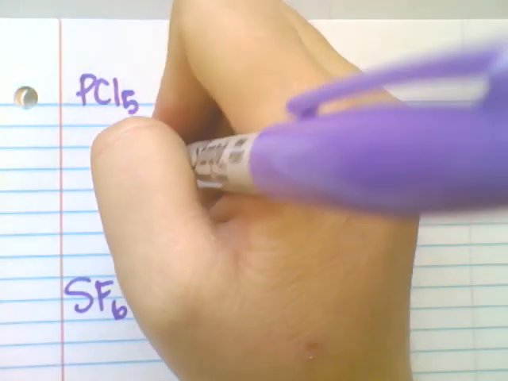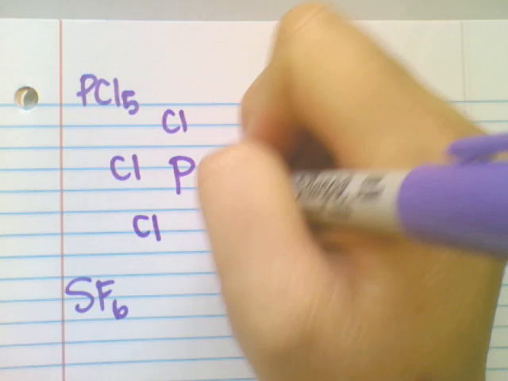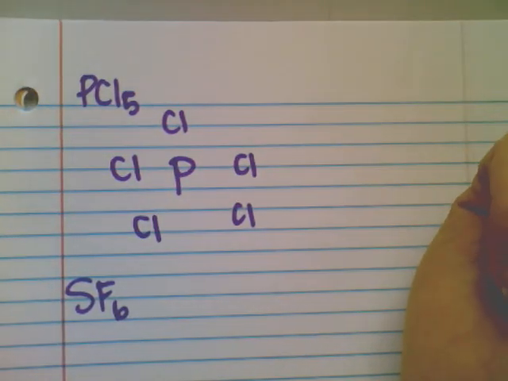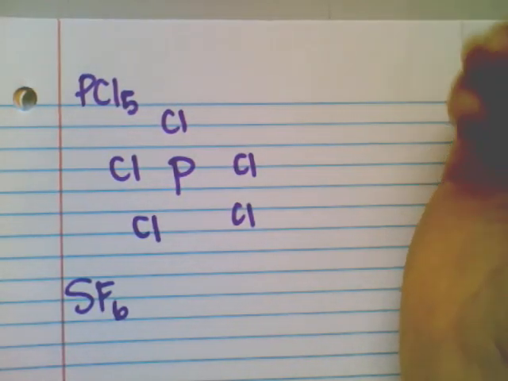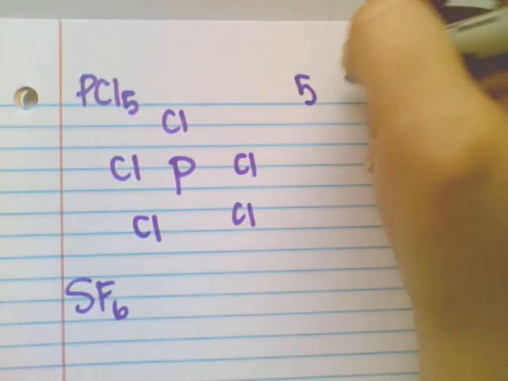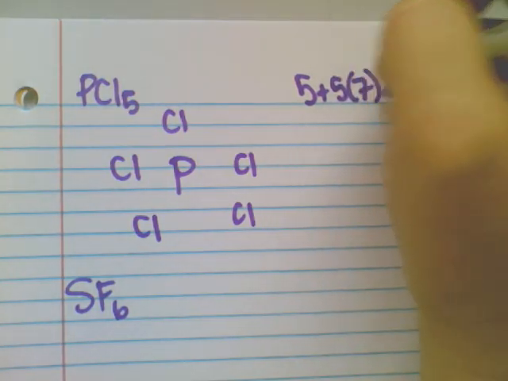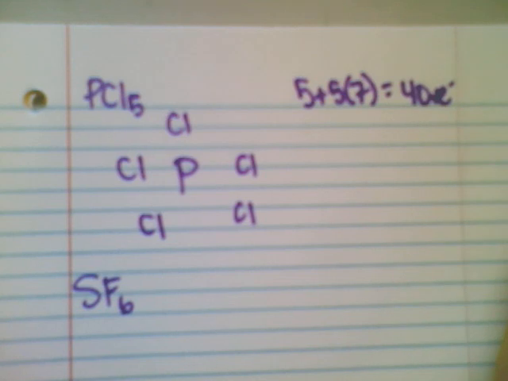All right, let's do our first example. Our first example, PCl5. We're going to put phosphorus in the center and our 5 chlorines around it. Right now, I already know it's going to be expanded because it has to be expanded to have more than 4 around it. But let's complete our steps. We have 5 valence electrons from the phosphorus, and we have 5 chlorines that each have 7 valence electrons. This adds up to 40 total valence electrons.